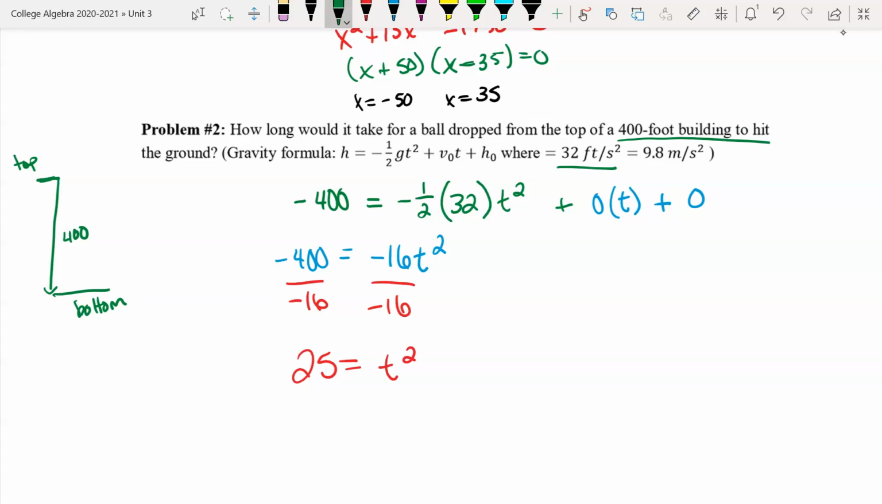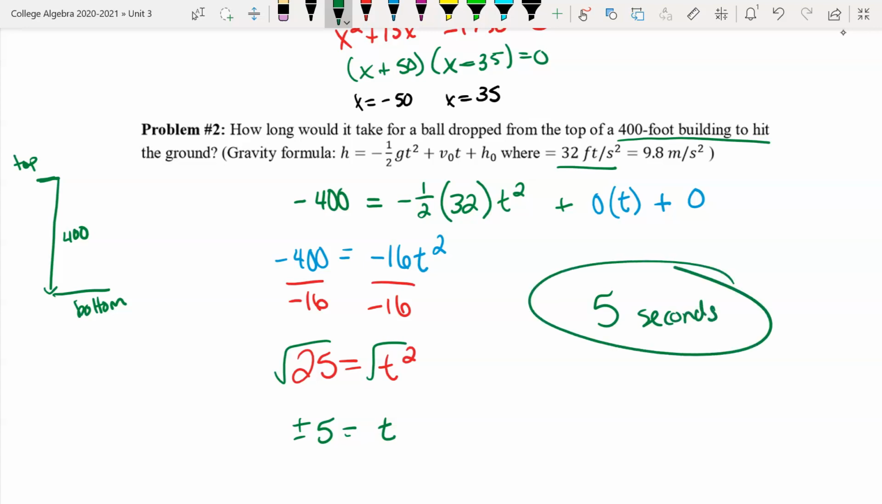Well, now we know how to solve this. We just square root both sides. I know it's going to be plus or minus 5 equals my time. Well, you're not going to use a negative time, so your answer is going to be 5 seconds. And those are the two types of quadratic problems with word problems that you'll see.